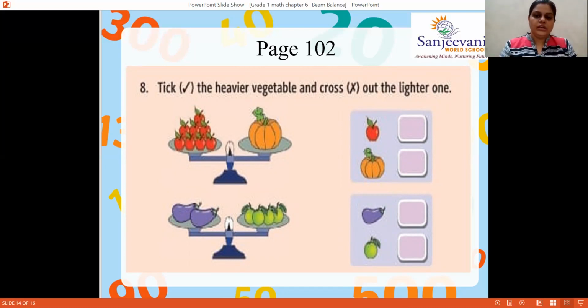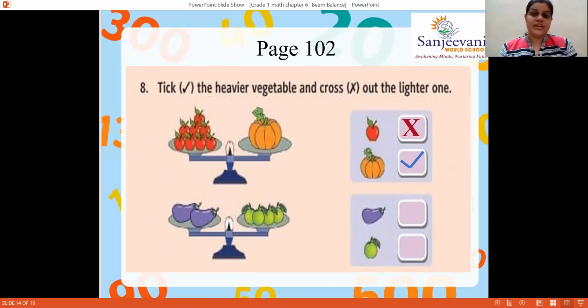So what you will do, can you all see the box beside apple and pumpkin? You will put a cross mark for that apple and you'll put a tick mark for that vegetable pumpkin. Okay. Then the next one, in one pan, 2 brinjals are kept, right? And in another pan, how many guavas? 1, 2, 3, 4 guavas.